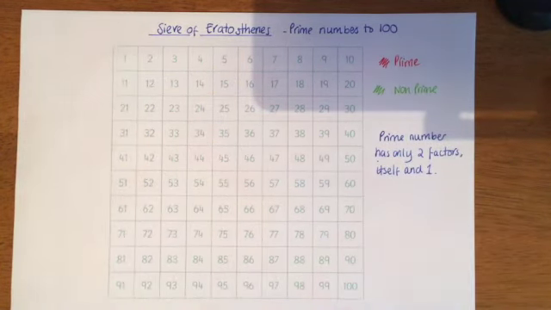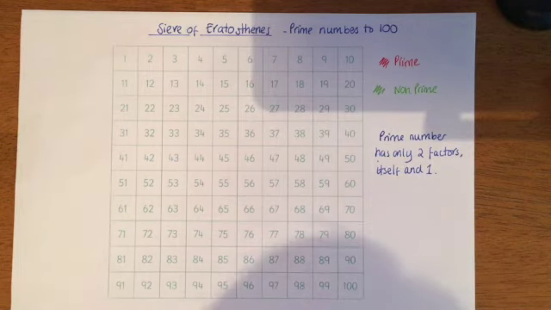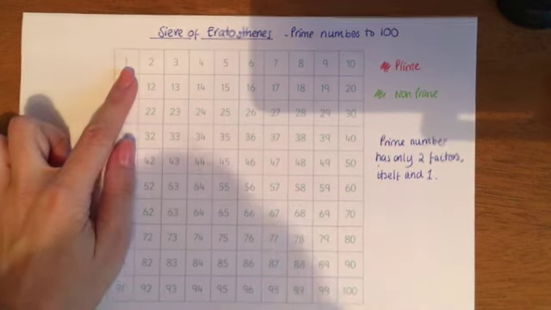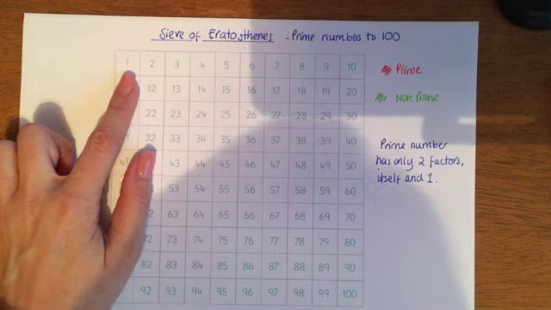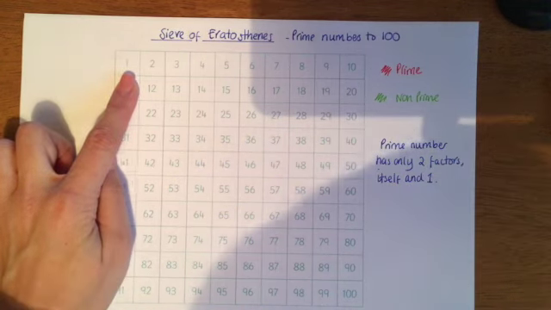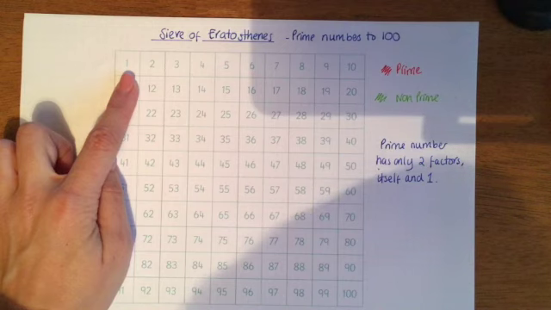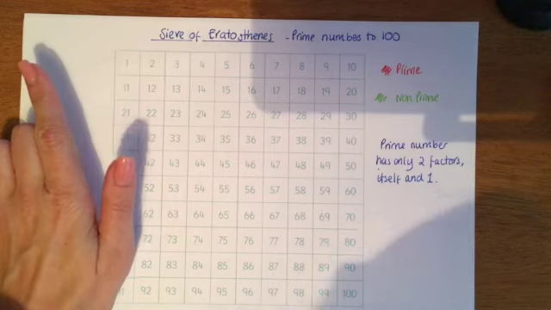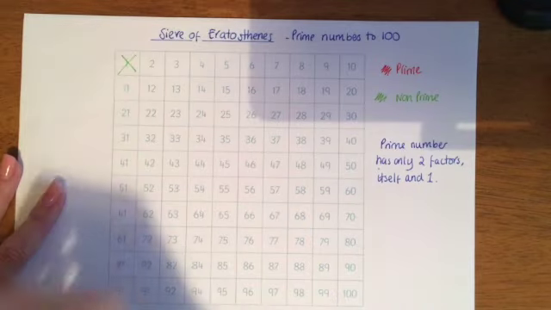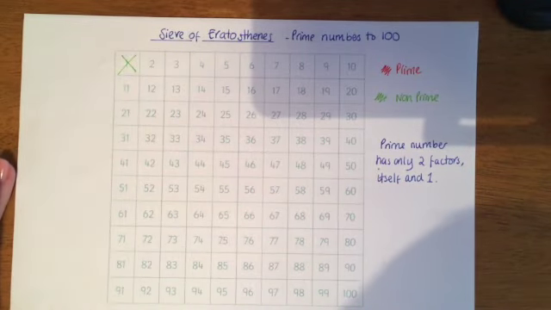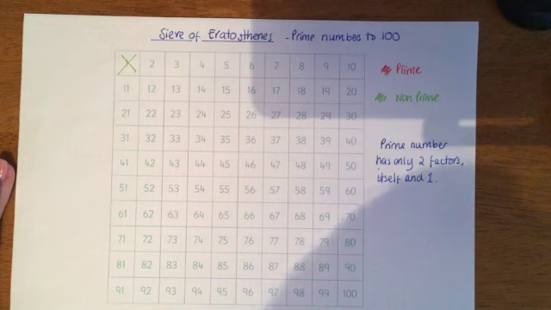So what we're going to do is start at the very beginning. We're going to start at the number 1 and we're going to work our way through, okay? So 1, is it a prime number? Now this is a strange one. It does divide by 1, obviously, and itself, which is 1. However, that is the same number, so it actually only has one factor, so therefore it isn't prime. So I have to cross it out in green. It's not prime, okay?